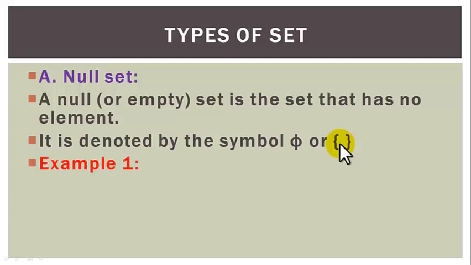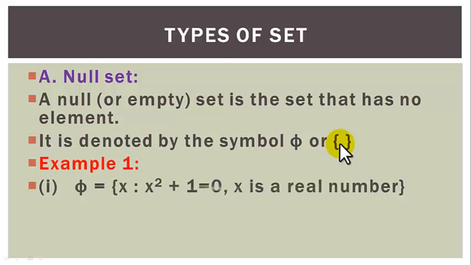Example 1. Number 1. Phi is equal to the set of all x such that x squared plus 1 is equal to 0, and x is a real number. This set is empty because there is no real number whose square plus 1 will give us 0.